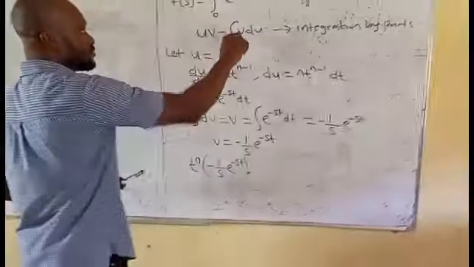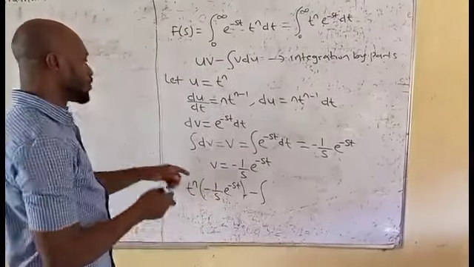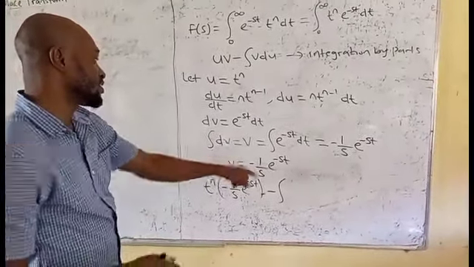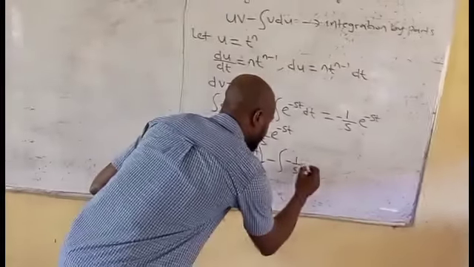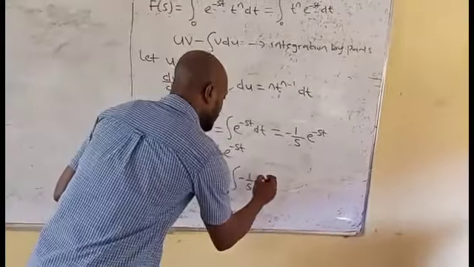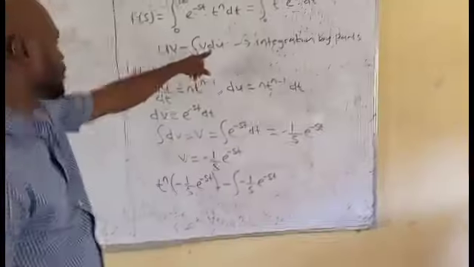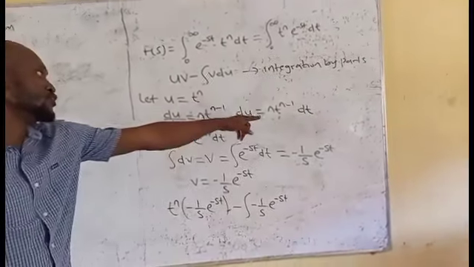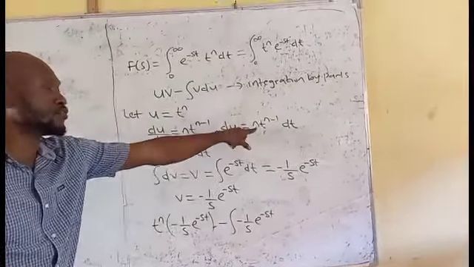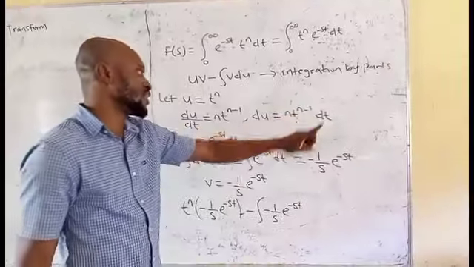So the next one is minus. I have minus integral of v. Where's my v? My v is minus 1 over s here. They have integral form of minus st, then multiply by what? du. This is my du now. My du is equal to n times t raised to the power of n minus 1 times dt.